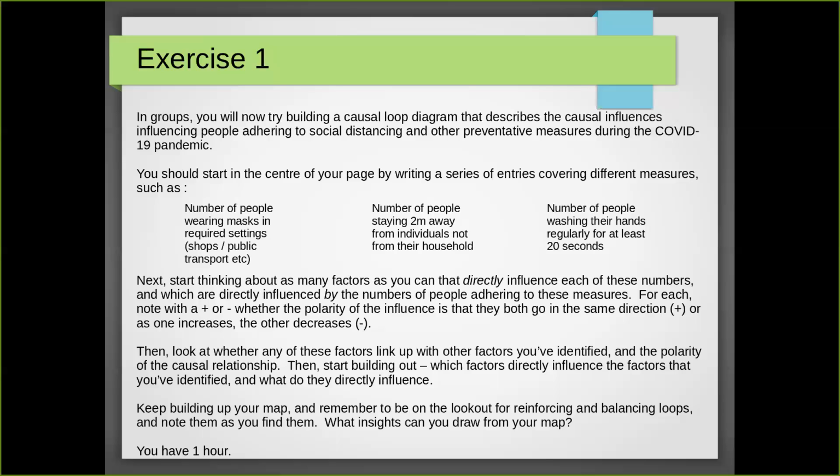Have a think about your causal relationships, and remember to build things up gradually, look for your loops, and also make sure that the influences you're identifying are direct influences. So what things directly influence the number of people wearing masks? Because if it's not a direct influence, that means it's in turn influencing something else, which influences the number of people wearing masks, and therefore you need an influence in between. Any questions about any of that?